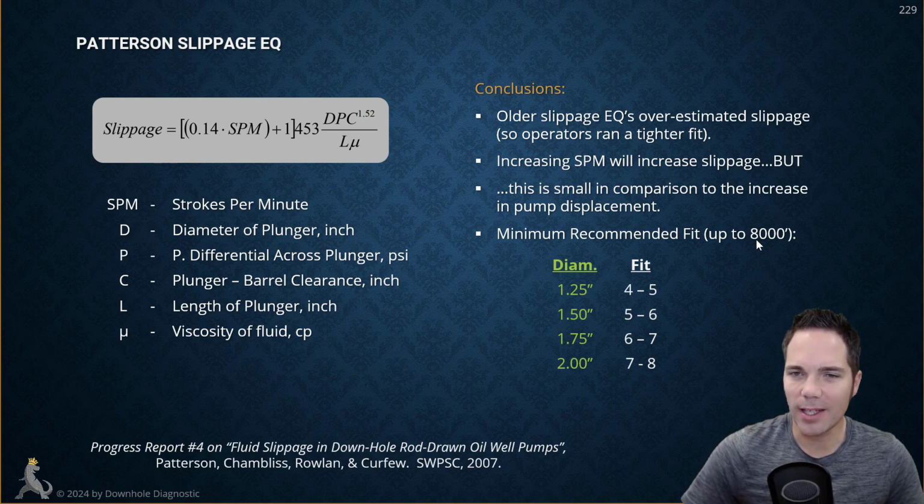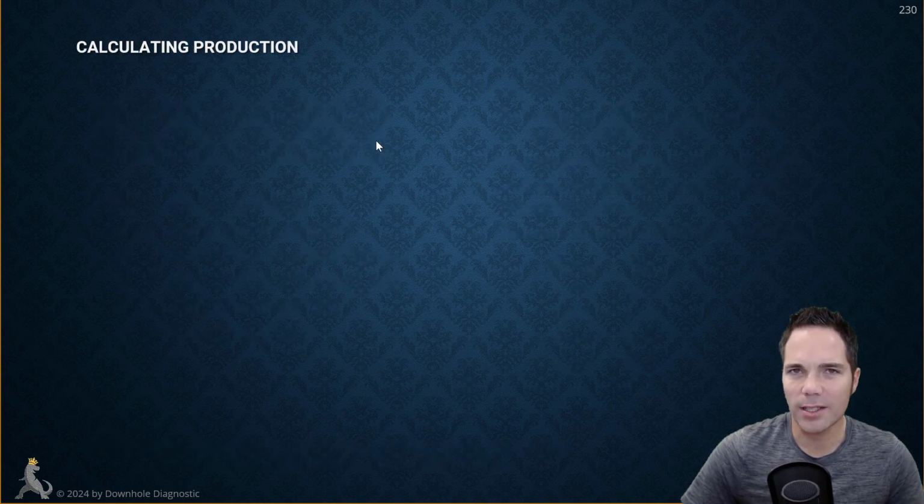So, and this is up to 8,000 feet, but if you have a 1.25 inch pump, they're saying you should run the minimum a 4 or 5 foot stroke. Don't run a 3 foot, something like that, and you can see what the rest of the recommendations are. But anyways, kind of interesting to understand what components go into slippage.